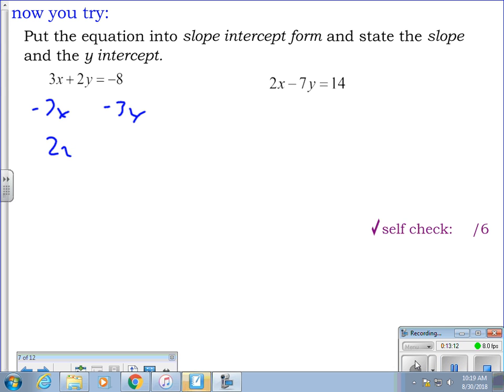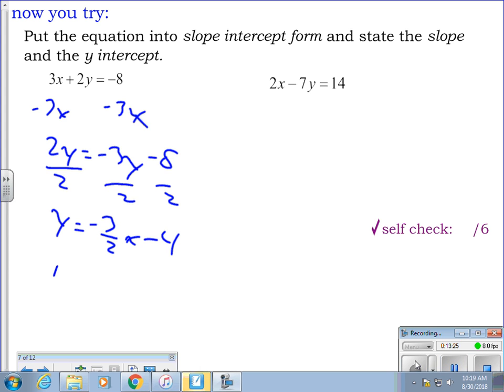And I get 2y equals negative 3x minus 8. Divide everything by 2. And I get y equals negative 3/2 x minus 4. My slope is negative 3/2. My y-intercept is negative 4.